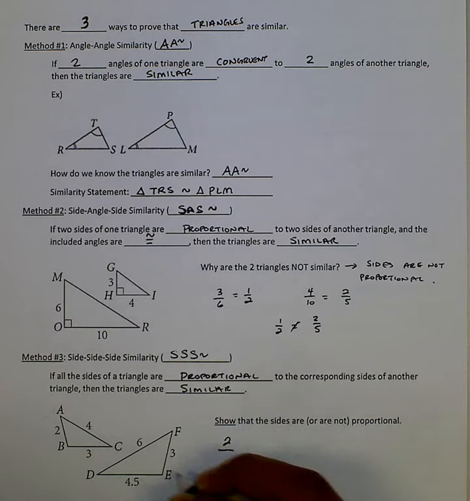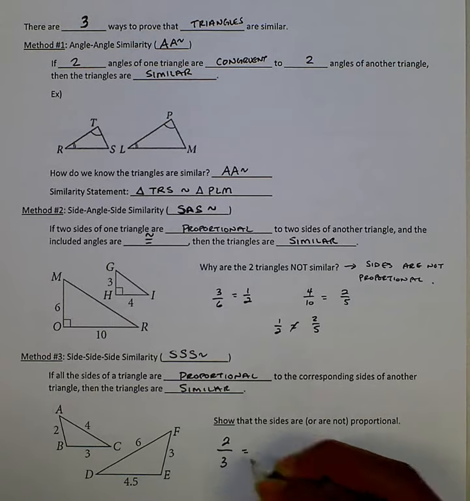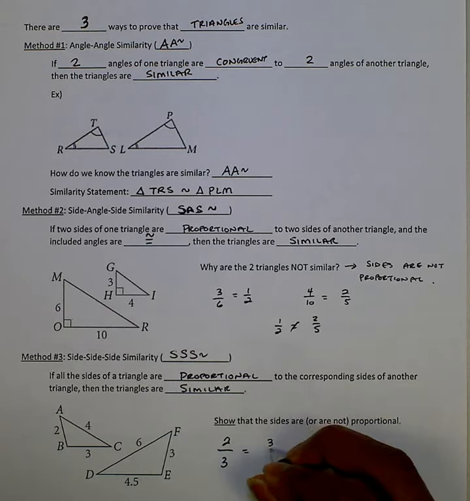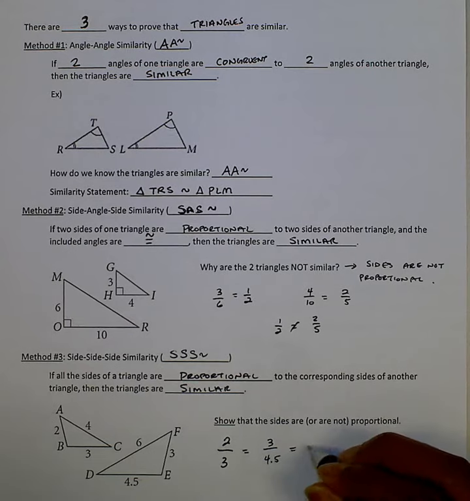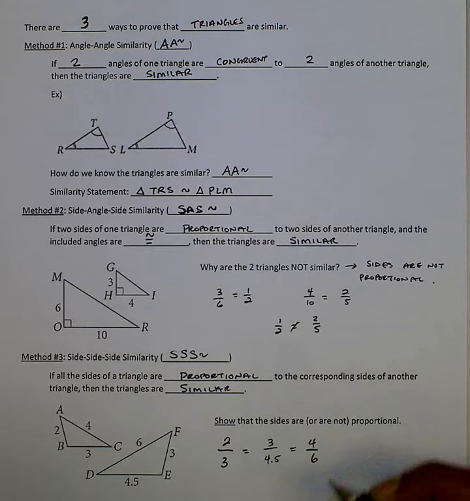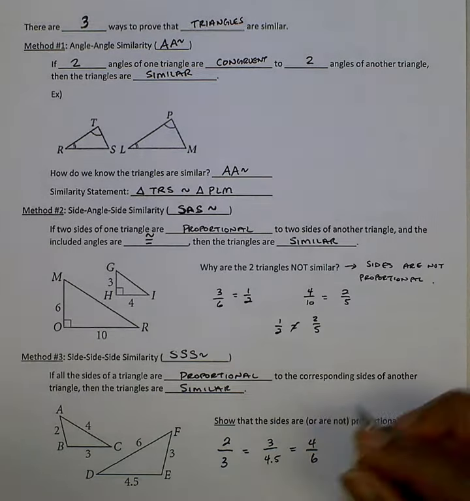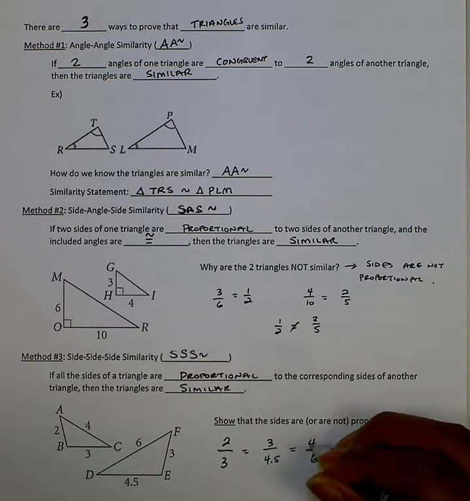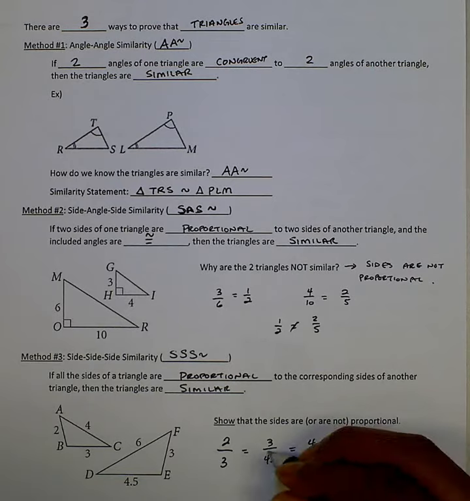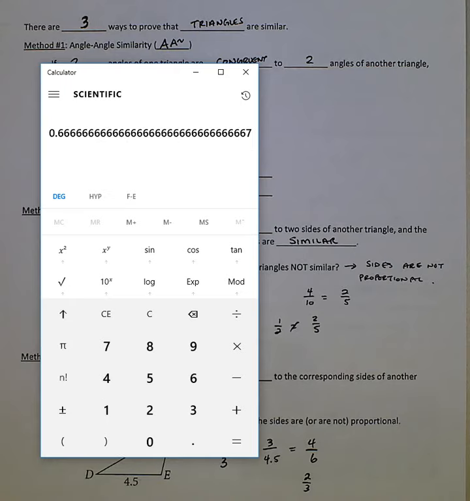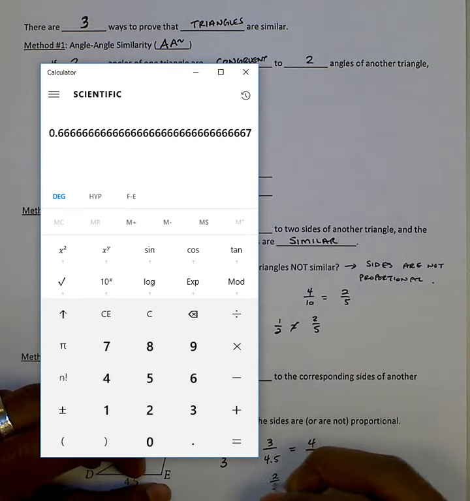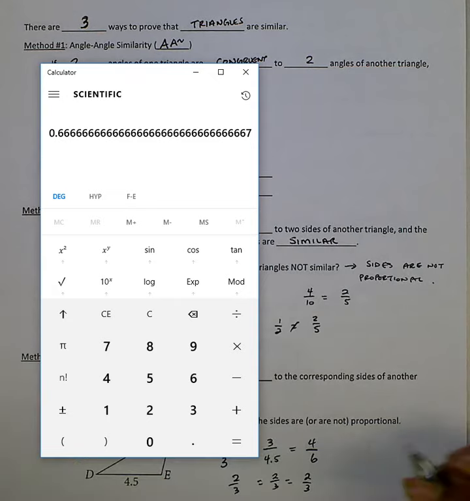I'm going to match it with the smallest side of my larger triangle, 3. The medium side is 3 here. I'm going to match it with the medium side here, which is 4.5. And then the large side here is 4. I'm going to match it with the large side here, which is 6. When I simplify all these, it should go down to the same thing. 2/3 is 2/3. 4/6 simplifies to 2/3. 3 over 4.5, when I do that on the calculator, 3 divided by 4.5, that's 0.6 repeating. I know that's 2/3. Notice that all of these are the same, so they are proportional. This is the side-side-side similarity.